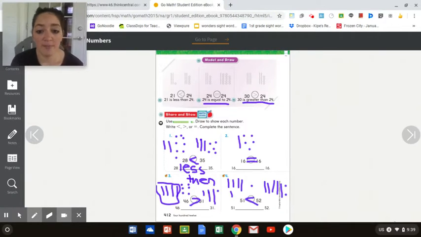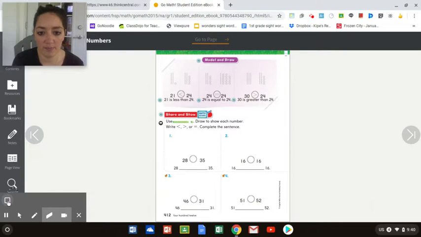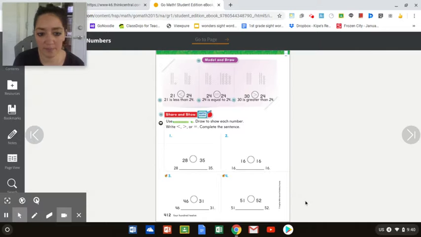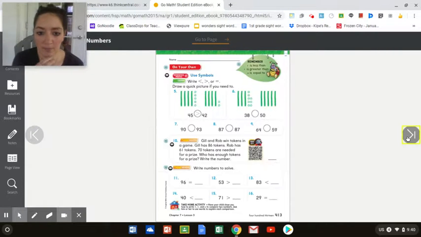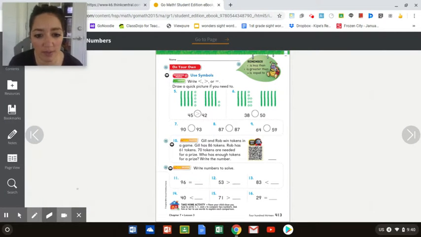Okay. Now again, if I went too fast, you could pause it, rewind it, and rewatch it. All right, moving on. Okay, so now it says to draw a quick picture if you need to. You don't have to draw the picture, only if it's going to help your brain. So they want you to then write the signs if they're greater than, equal to. So this part's on your own. So you have to do this on your own. So I'll walk you through it just a little bit.